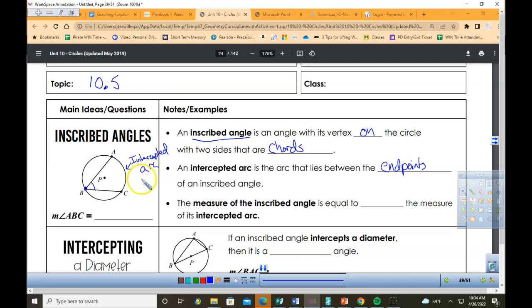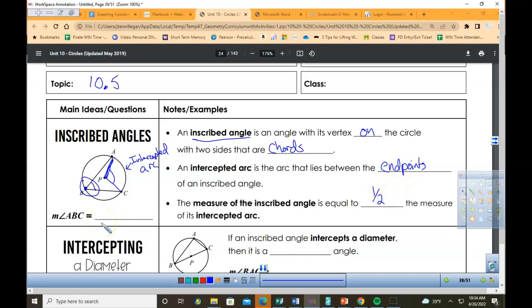Now, when we use central angles, the angle is equal to the measure of the arc, right? This one not so much, because you can see when I draw this central angle in here, these angles are not congruent. This one's smaller, right? Your intercepted arc is smaller. So the angle is actually equal to half the measure of the intercepted arc.